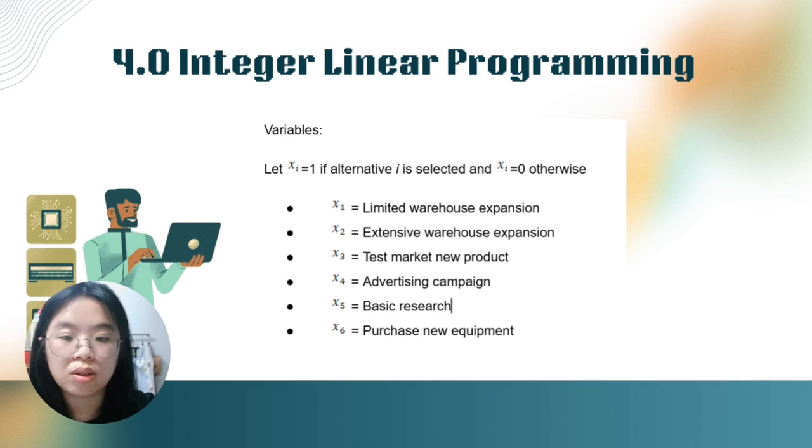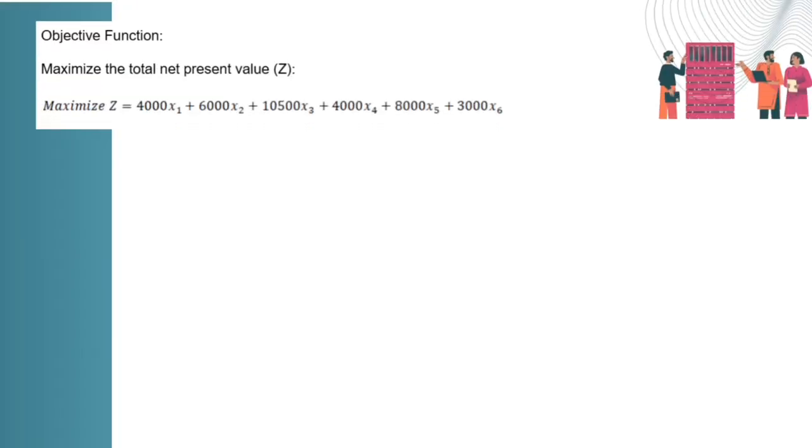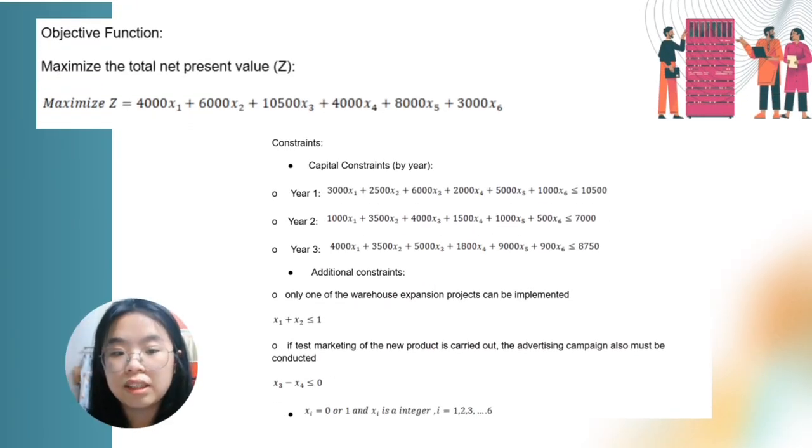x1 is limited warehouse expenditure, x2 is extended warehouse expenditure, x3 is test market new product, x4 is advertising campaign, x5 is basic research, x6 is purchase new equipment. Now I will continue with the data analysis.